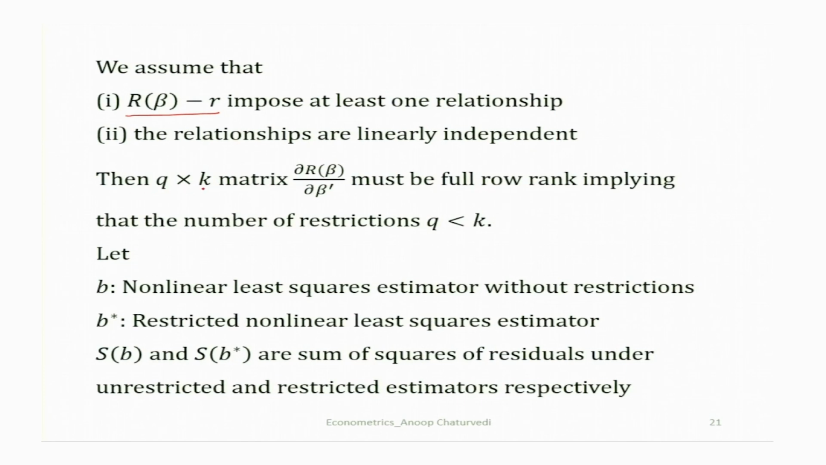So, then the Q cross K matrix, del over del beta transpose r(beta), must be full row rank. What is the order of this matrix? This is of order Q cross K. r(beta) is of order Q cross 1, and beta is of order K cross 1. So, if you consider del over del beta transpose r(beta), then this is of order Q cross K. And then this automatically implies that the number of restrictions Q is less than K.